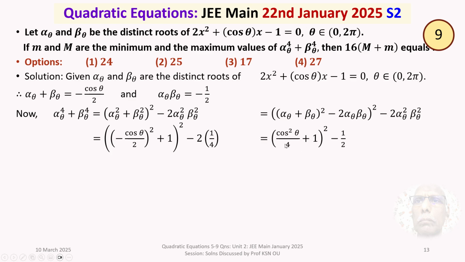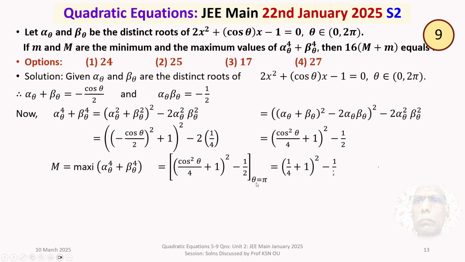How do I get the maximum value? The maximum value is when cos square theta is plus 1. When this happens in the interval 0 to 2 pi, when theta is equal to pi, you will get cos theta is minus 1, whole square is plus 1 by 4. So the maximum value of this is attained at theta equal to pi in this interval. Capital M is the maximum of this. So substitute: cos theta is minus 1, whole square is 1 by 4, plus 1, whole square, minus 1 by 2. That is 25 by 16 minus 1 by 2. That is 17 by 16.